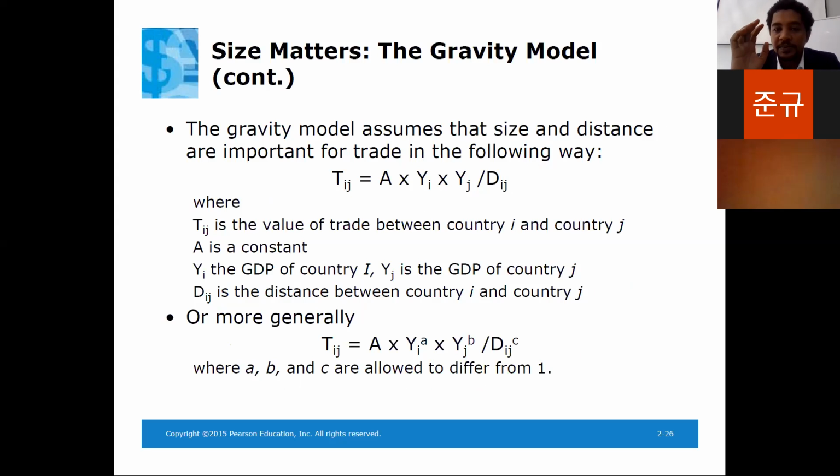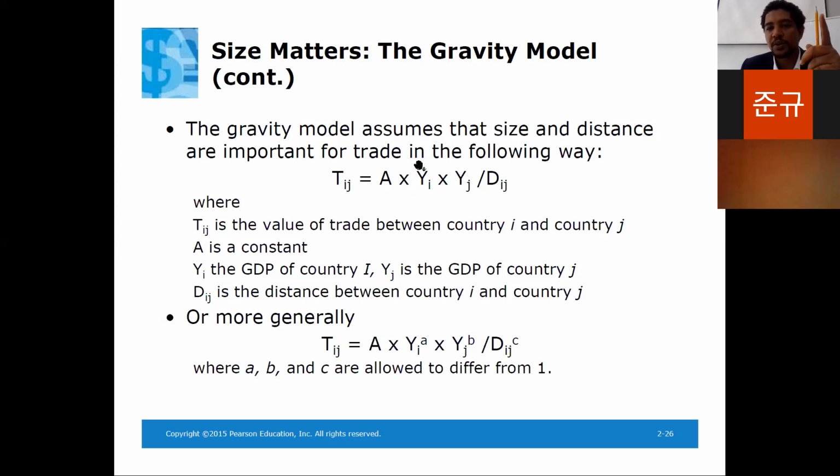Okay, so how can we calculate the gravity model? Trade between two countries is calculated as A times the GDP of one of the countries times the GDP of the other country, divided by the distance between these two countries. Okay, so this, I guess, is simple. A is a constant, so let's just leave A, and Y means the GDP of one of the countries.